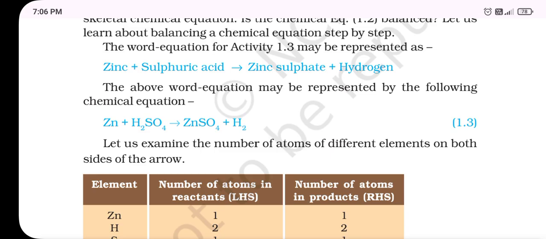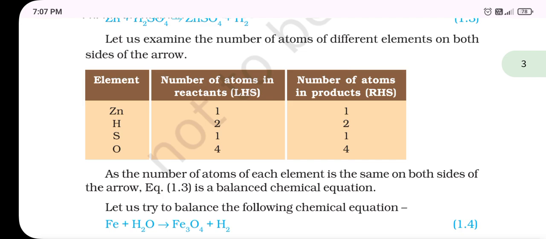Zinc plus H2SO4 forms ZnSO4 plus H2. Zinc's symbol is Zn, and sulfuric acid's formula is H2SO4, a compound. Zinc sulfate, ZnSO4, is also a compound, and hydrogen is H2, two atoms of hydrogen.